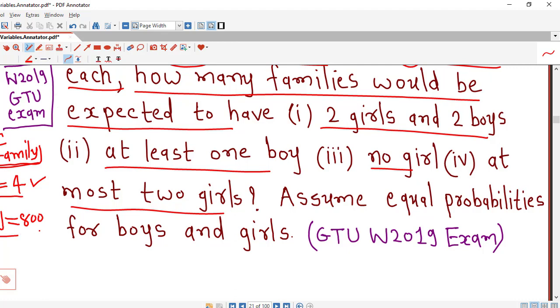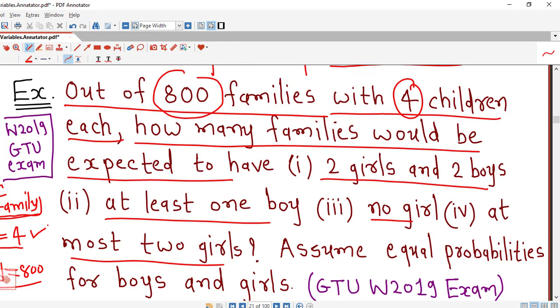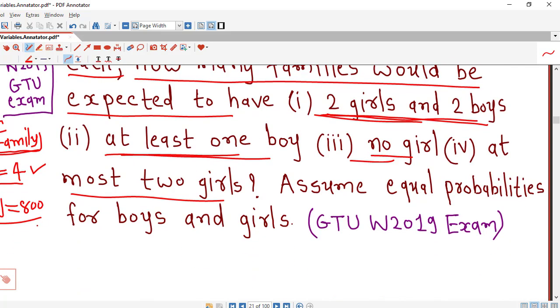There are 800 families, and we are asked to find out how many families would be expected to have these types of events. So first we will find the probabilities for 2 girls and 2 boys for one family, and then we will multiply the corresponding probability by capital N. The probability that X equals small x will be multiplied by capital N.